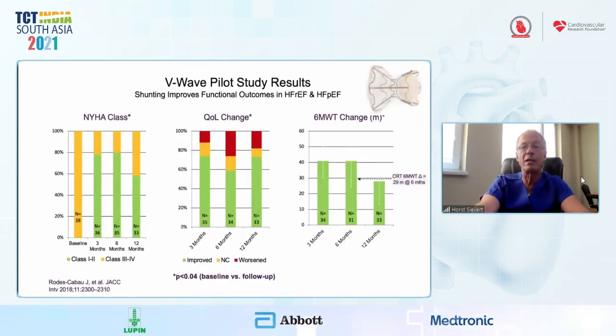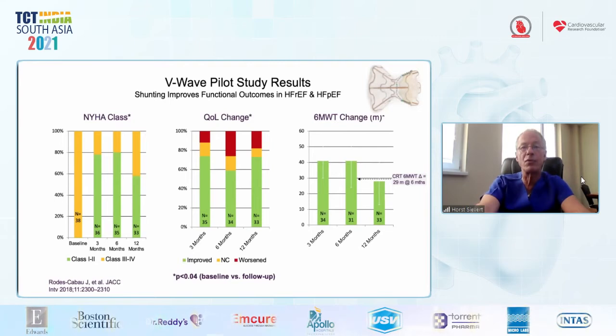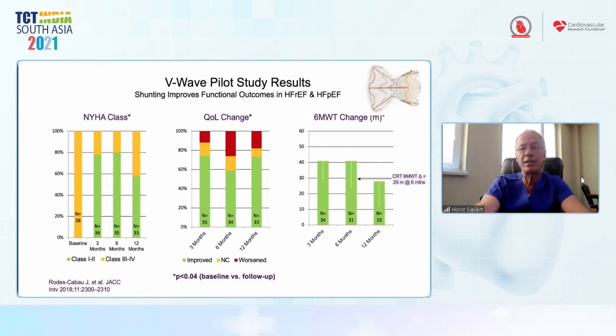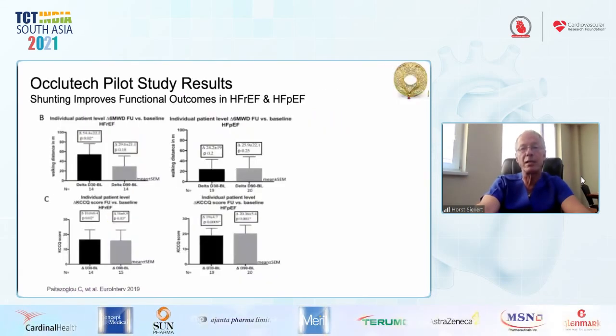These are results with the V-Wave trial, the pilot study results, and you can see again that shunting improved functional outcomes in HFrEF and in HFpEF: quality of life, heart failure class, and 6-minute walk test improved.